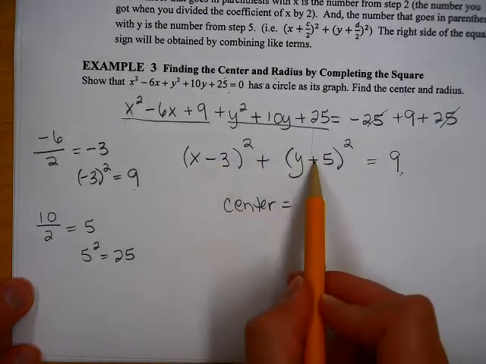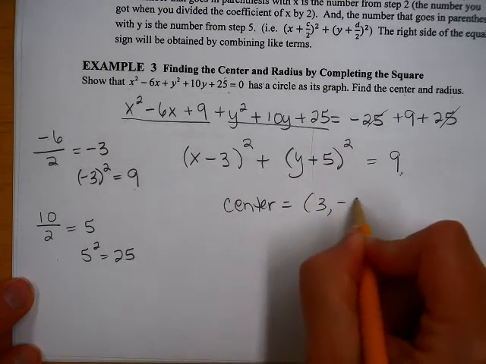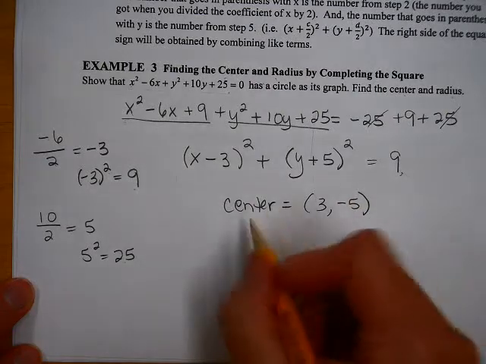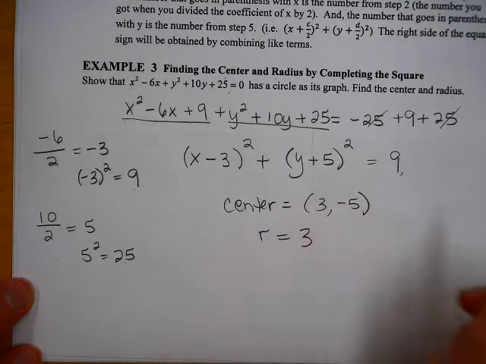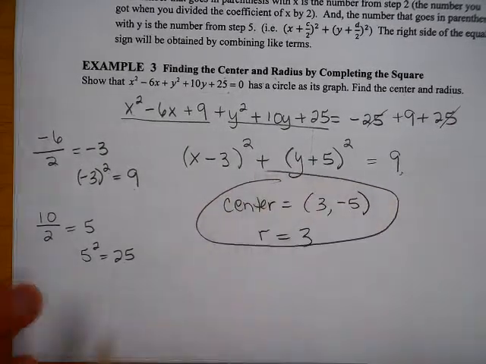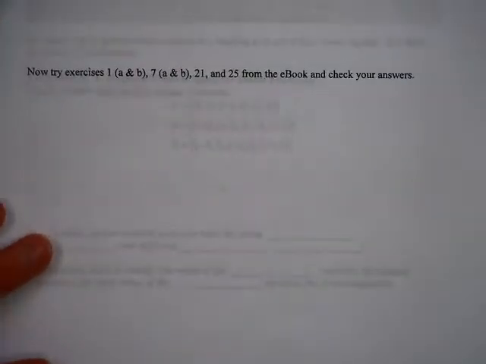Again, change the sign of the numbers in the parentheses. So the center is positive 3, negative 5. The radius is the square root of 9, which is 3. So it was a circle, therefore it does have a center and a radius. Okay, let's do another one.